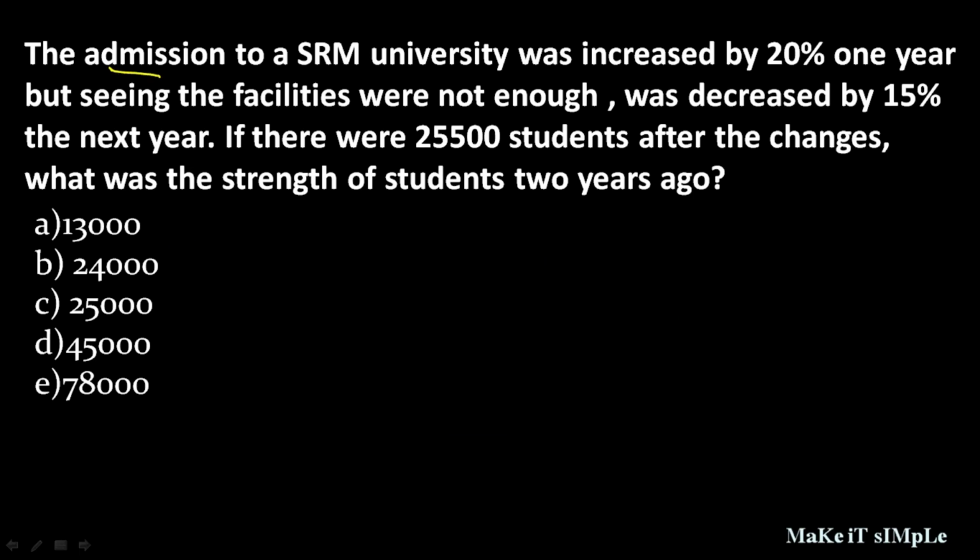The admission to SRM University was increased by 20% one year, but seeing the facilities were not enough, it was decreased by 15% the next year. If there were 25,500 students after the changes, what was the strength of students 2 years ago? This is the same method which you have seen in the previous problem. First, there is an increase of 20% in the first year. 20% is nothing but 1 by 5. So before it is 5, increase of 1 unit, so after it is 6.